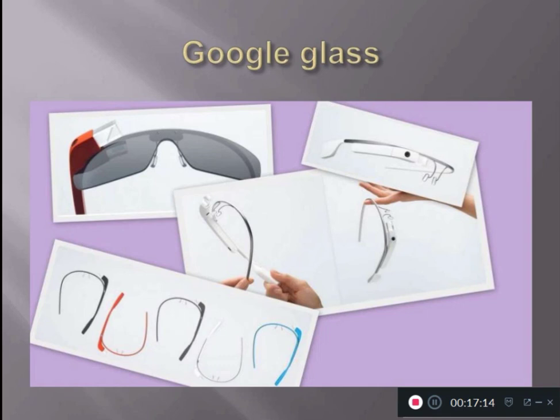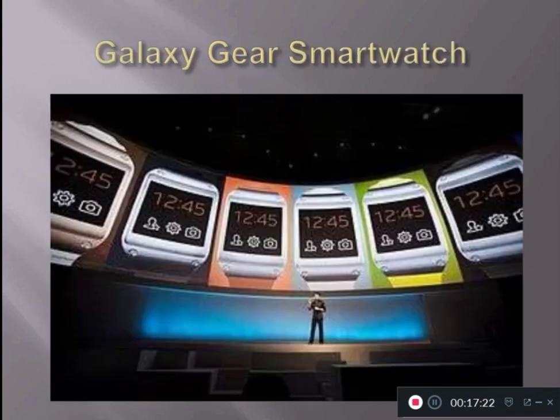Now there are a few examples of fifth generation: Google Glass, Galaxy Gear smartwatch.